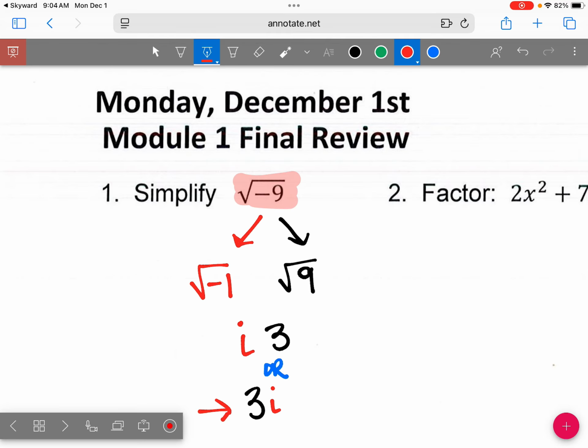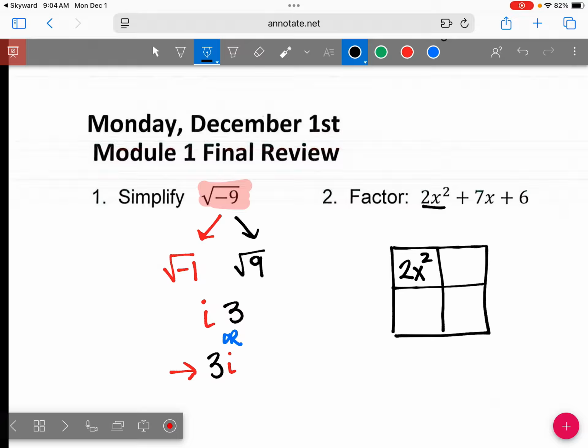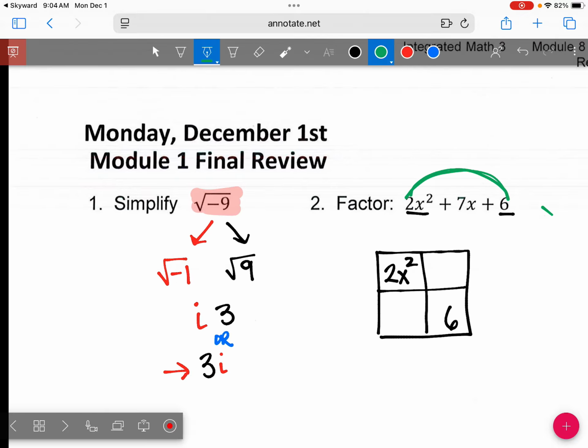All right, so now let's talk about factoring. Let's go ahead and make our box. We got to make a box because of this 2. So the 2x squared goes here. The 6 goes here. So we need to multiply these together. 2 times 6 is 12. B is 7. So don't say it out loud. Let's give everybody a chance to wake up our brains.